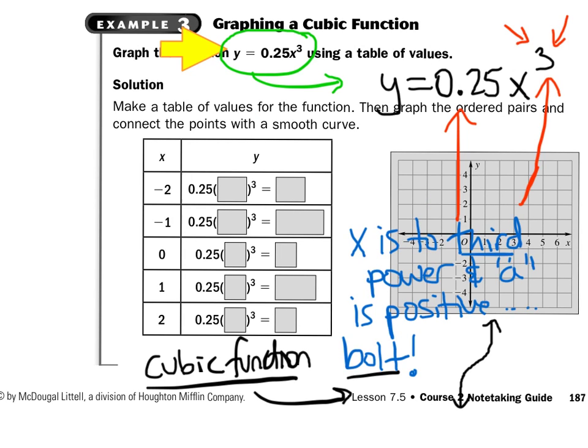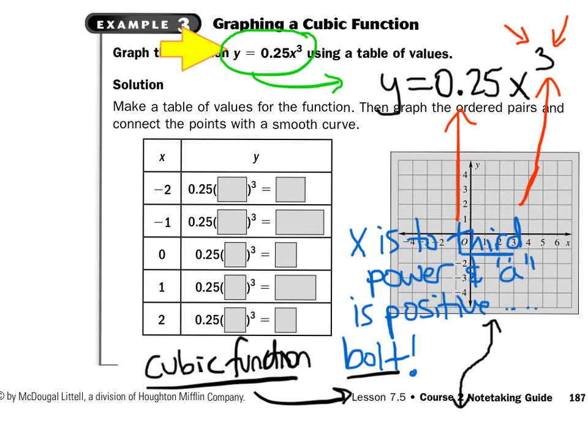Okay, and take a look at example 3. We're just going to predict the shape. So it's y equals 0.25 times x to the third power. So I wrote it over here. And the first thing you want to do is look at the x and look at the power that's touching it, the 3. So you want to hold up your thumb, your finger, and a finger from your other hand. So you can see that it's that lightning bolt shape.